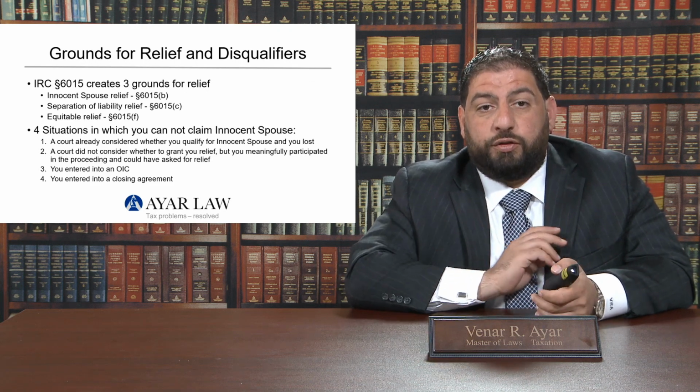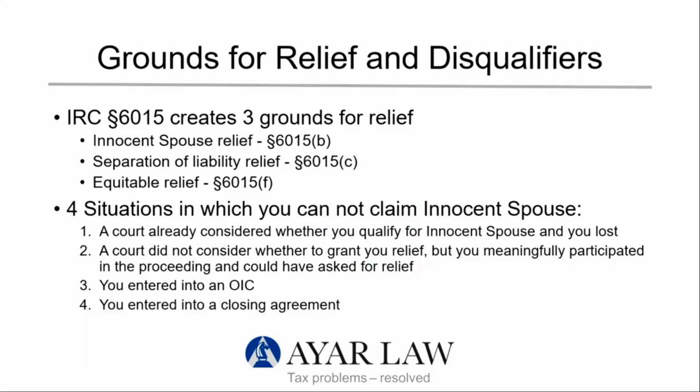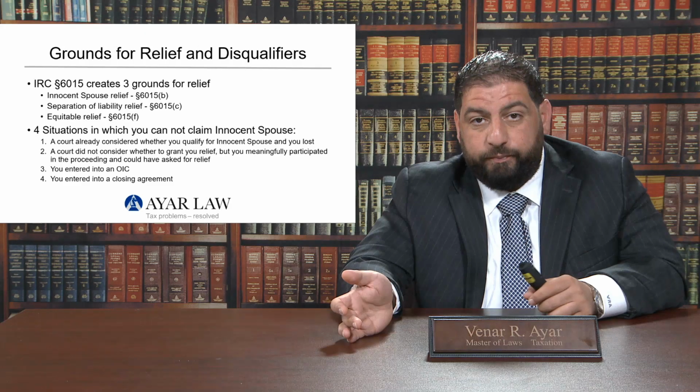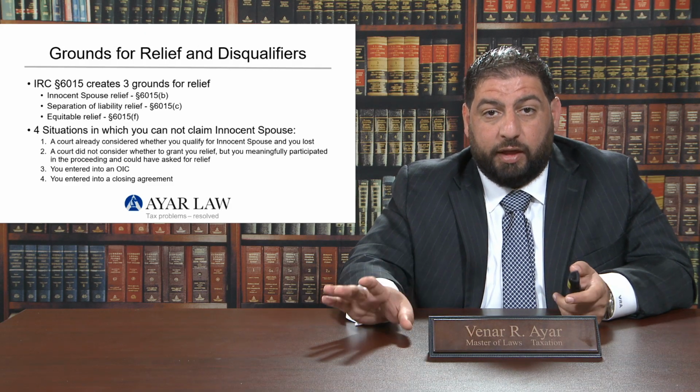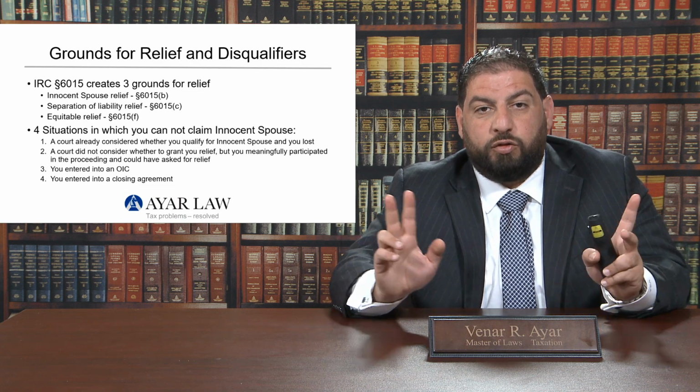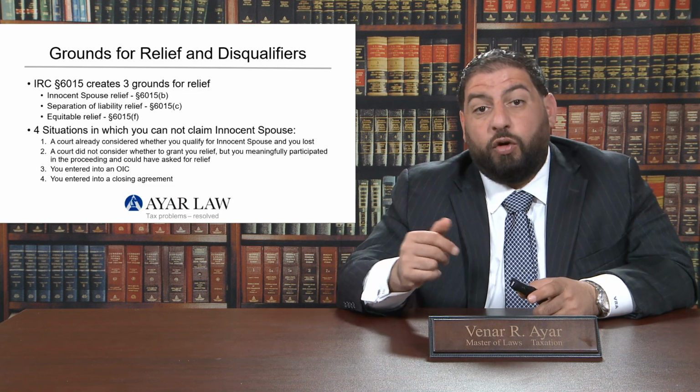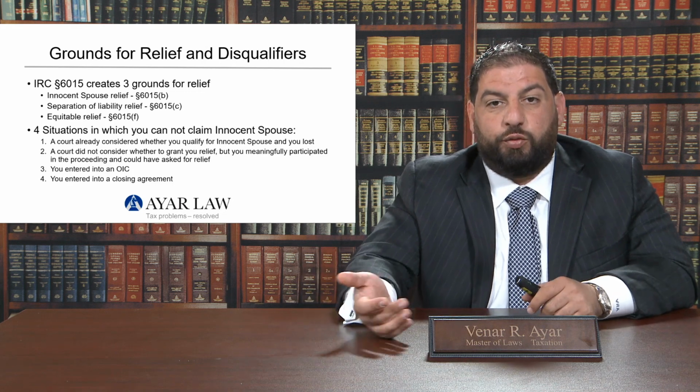Now, under Section 6015, which establishes innocent spouse, there are 3 separate grounds for relief. The first one is under Section 6015B. It's known as innocent spouse relief. Then there's something else known as separation of liability relief. That's under 6015C. And then there's another grounds for relief known as equitable relief, and that's under 6015F. All 3 of these taken together are commonly referred to as quote-unquote innocent spouse, even though only one of them is technically innocent spouse relief.